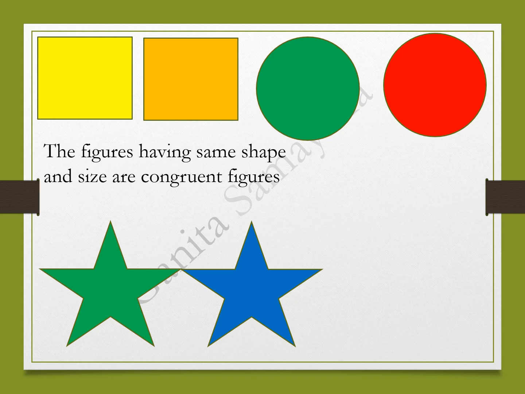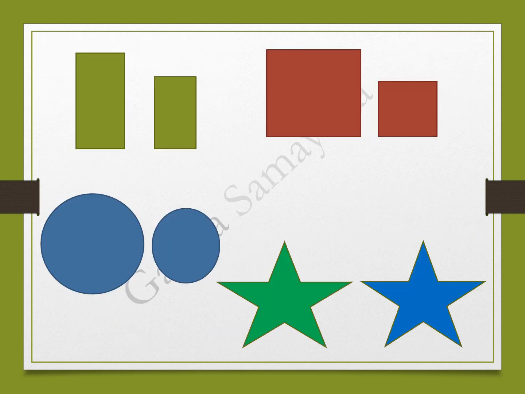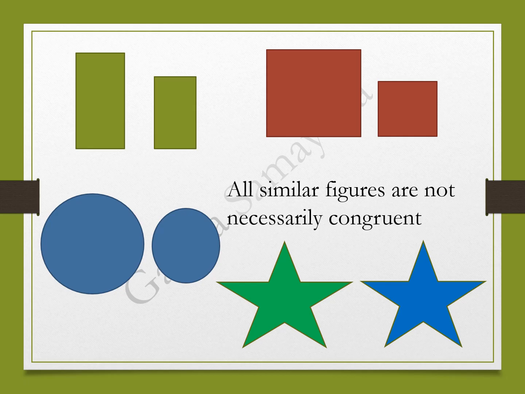Just now, we have seen that these are all similar as well. So what do we conclude? Yes, all congruent figures are similar. Is the reverse true? Are all similar figures congruent? Not necessarily. They need not be congruent. They may be congruent if they are of the same size. So, all similar figures are not necessarily congruent, but all congruent figures are necessarily similar. So, this is one point that you all should bear in your mind, children.